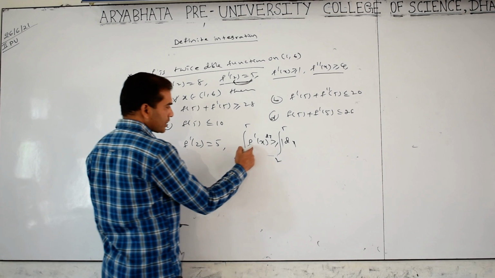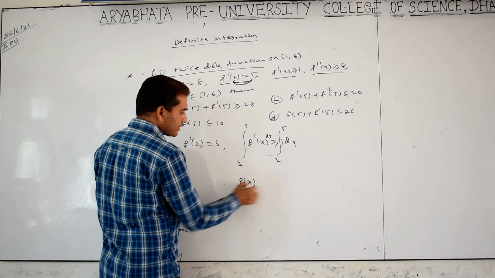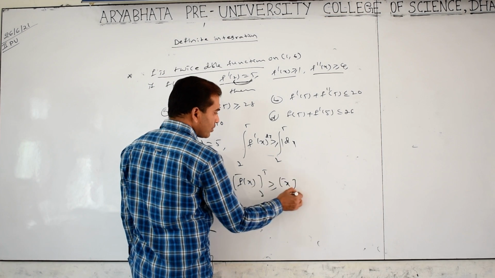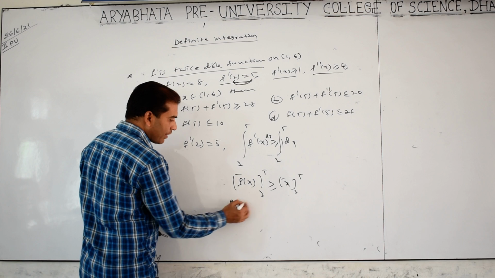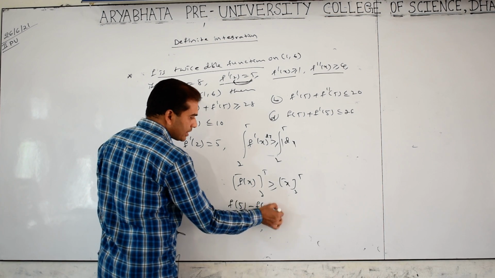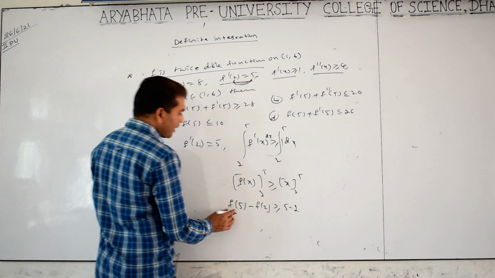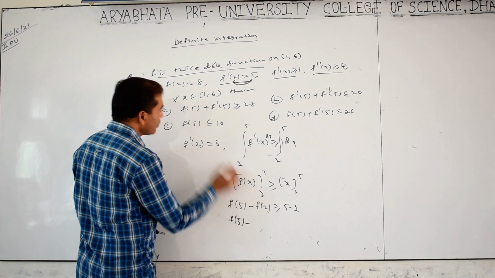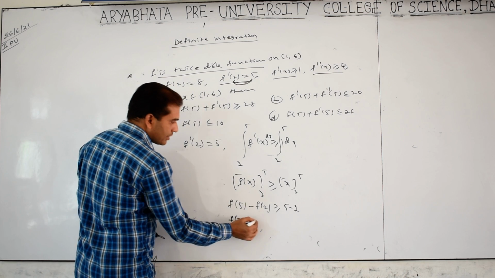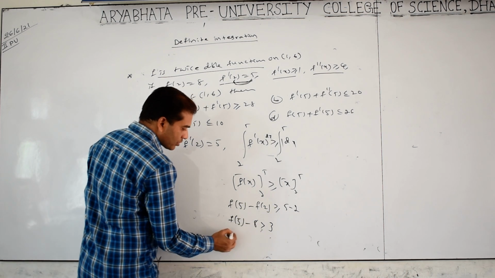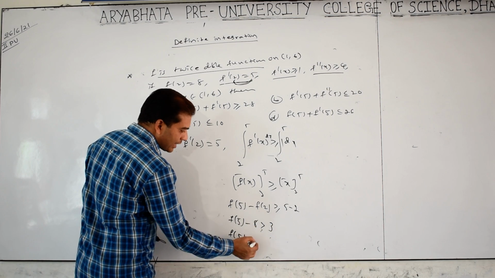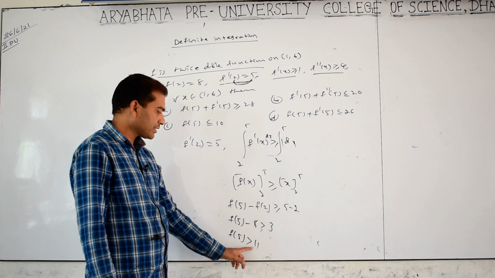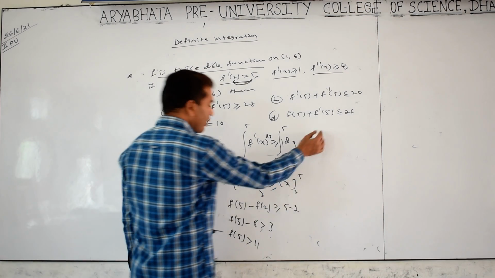Integration of f dash x dx from 2 to 5 is f of x from 2 to 5, greater than or equal to x from 2 to 5. Applying the upper limit minus lower limit, f of 5 minus f of 2 is greater than or equal to 5 minus 2, which is 3. f of 5 we don't know, let it be, and f of 2 is given as 8. So f of 5 is greater than or equal to 8 plus 3, which is 11. We got one equation here.